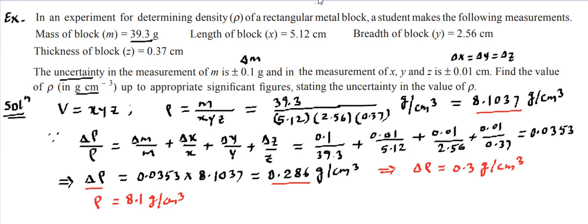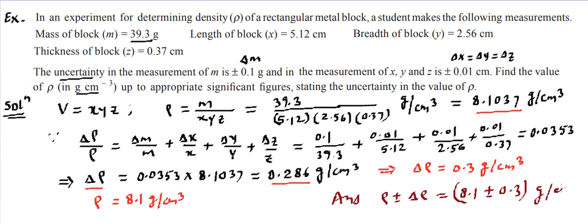Now hence we can write our answer. So how does the answer have to be given? If we need to write the answer of density, it has to be written as density plus minus change in density, or error in density. So it has to be written as 8.1 plus minus 0.3. That's our answer. This many gram per centimeter cube is the proper answer including error, up to appropriate significant figures.